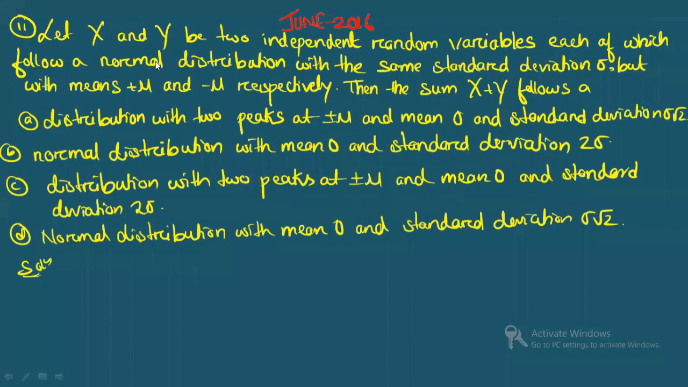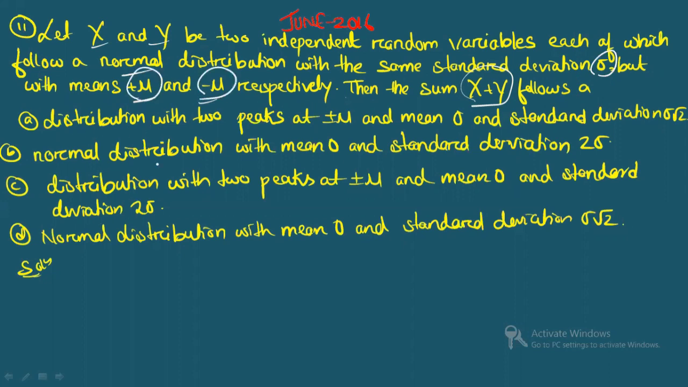Now let us see question 11. It says, let x and y be two independent random variables, each of which follows a normal distribution with the same standard deviation sigma, but with mean plus mu and minus mu respectively. Then the sum x plus y follows which distribution? x and y are independent and follow normal distribution. Standard deviation is sigma for both of them, but the mean is plus mu for x and minus mu for y.